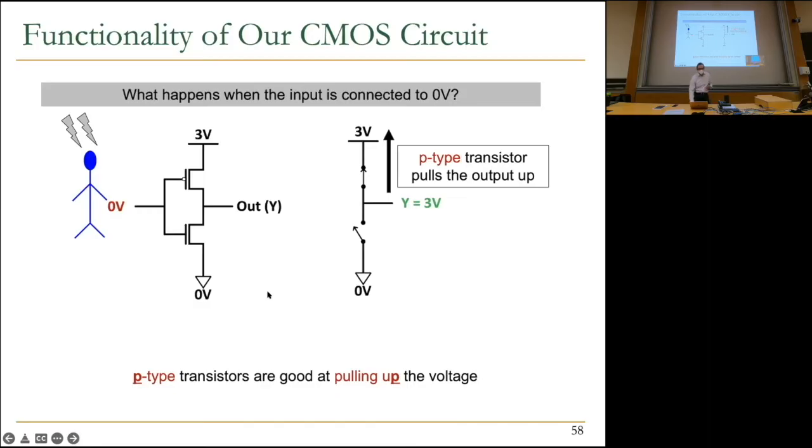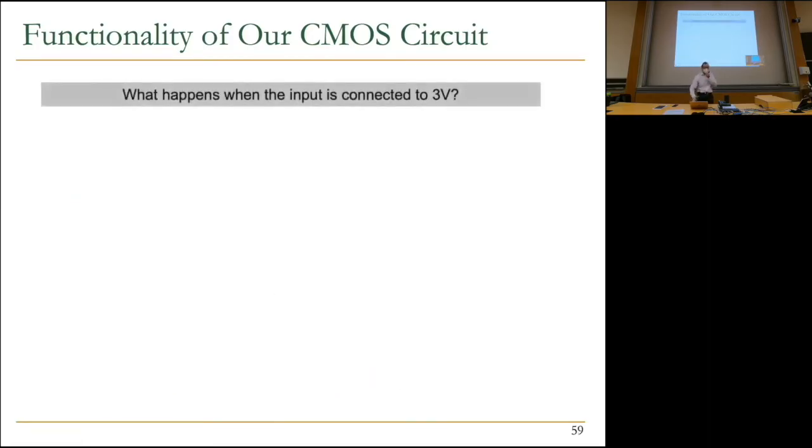Let's take a look at what happens when the input is connected to 3 volts. We're assuming that 3 volts is the highest voltage in our system. But the highest voltage may be 1 volt or 0.8 volts. Then you need to change this 3 volts to that level.